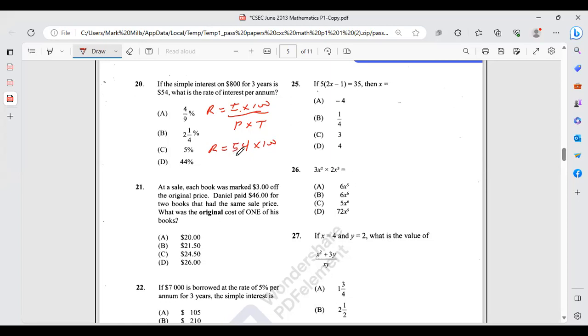over. What is my principal? 800 times there were 3 years. Anything we can cancel? Zeros. We cancel the zeros, right? Yes, sir. So we let it fall: 54 divided by 24. Right. So anyway, we can break this one down.